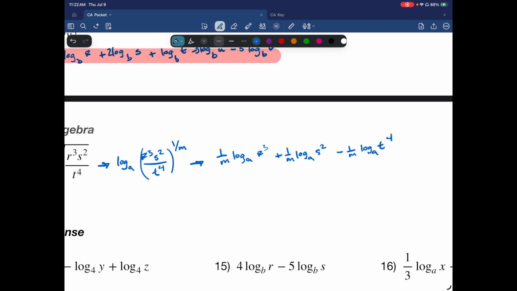Now, I don't like all those extra exponents, so I'm going to bring them down front. And when they get there, they're going to be multiplied by the 1 over m. So here's what we got. We have 3 over m log base a of r plus 2 over m log base a of s minus 4 over m log base a of t. And that is my final answer.